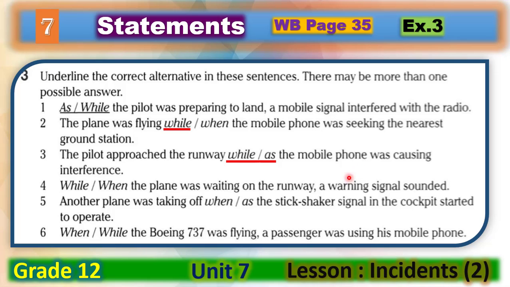While or when the plane was waiting on the runway, a warning signal sounded. What do you think? We can use both of them. We can say while the plane was waiting, or we can say when the plane was waiting. Another plane was taking off when or as the shaker signal in the cockpit started to operate. Which one will you use, or will you use both of them? Only we can use when here, because it is followed by the past simple.